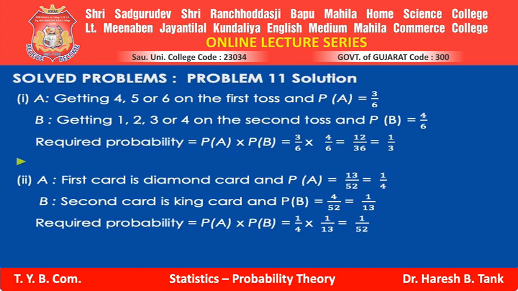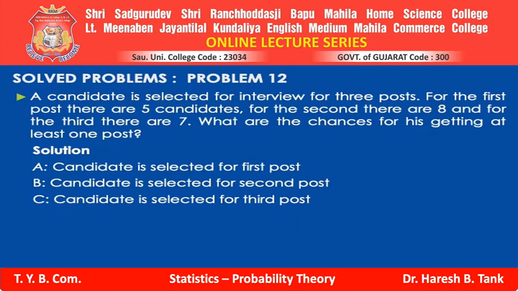Right enough? Let us switch to another example. A candidate is selected for interview for 3 posts. For the first post there are 5 candidates, for the second there are 8, and for the third there are 7. What are the chances of his getting at least one post? Getting at least one post. The word "at least" is used, that means union is required, right?